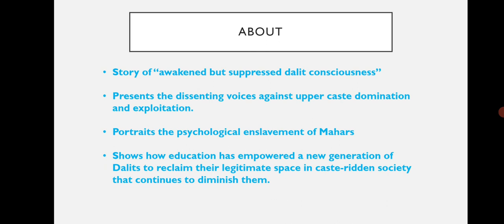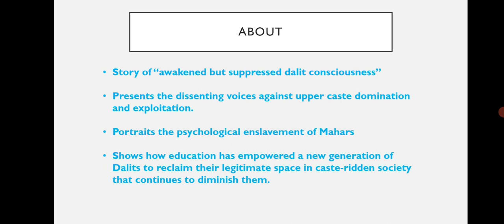It presents the dissenting voices against the upper caste domination and exploitation. Years long ആയിട്ടുണ്ടായിരുന്ന ഒരു kind of oppression and exploitation was there. So how to stop it എന്നൊരു question ആൻസർ നമുക്ക് കുറേ ഇതിൻ്റെ അന്ന് കിട്ടും. And it also portrays the psychological enslavement of Mahars.